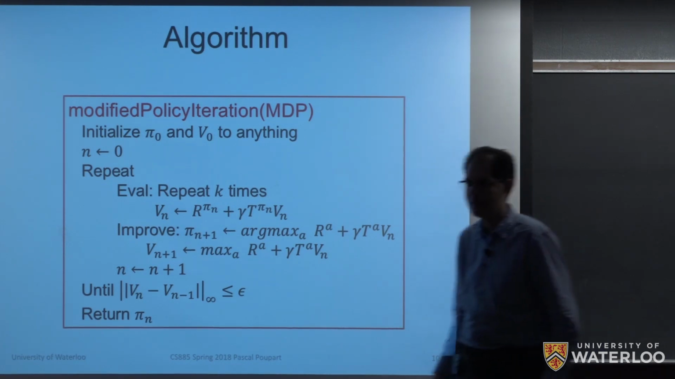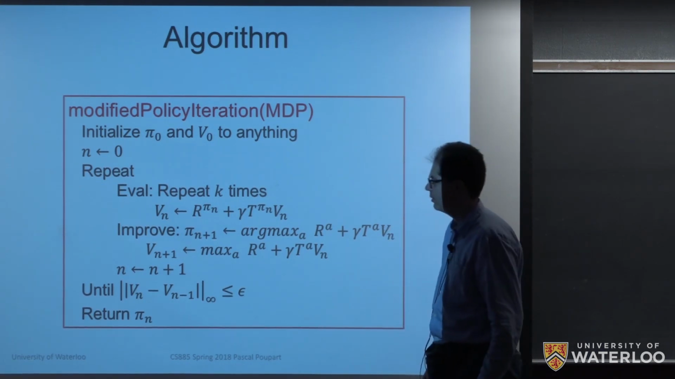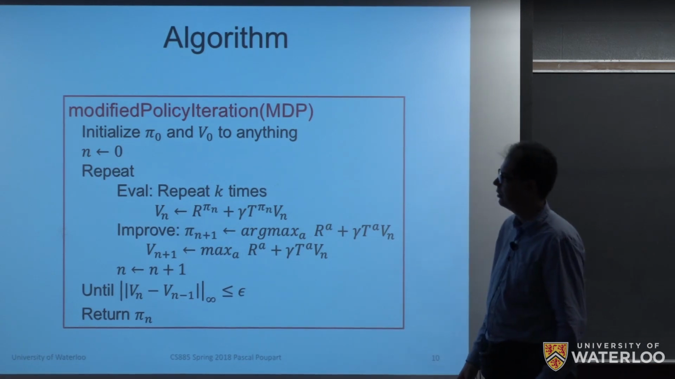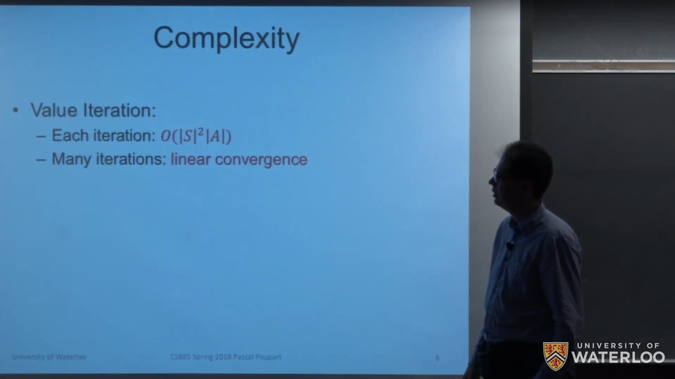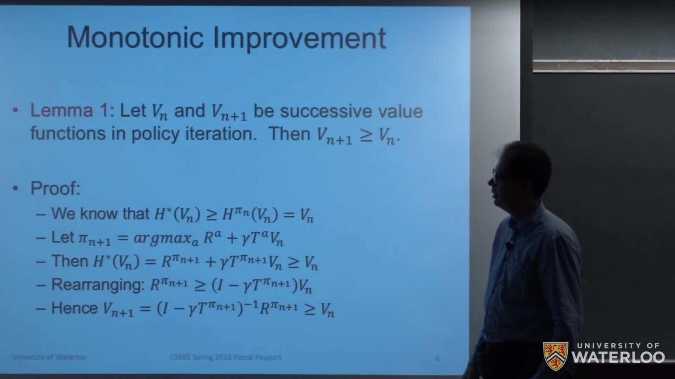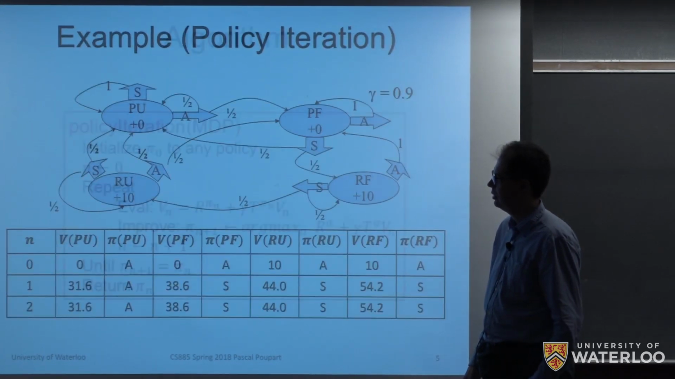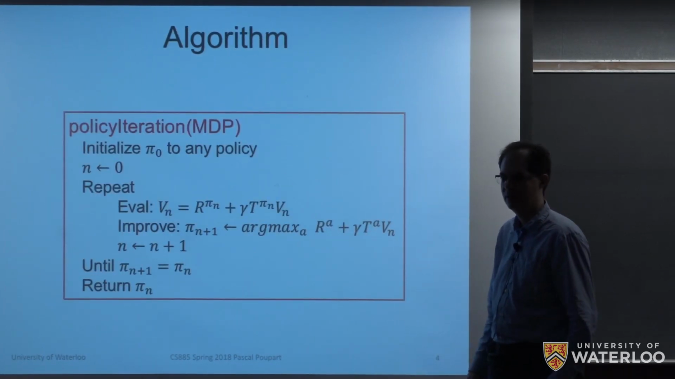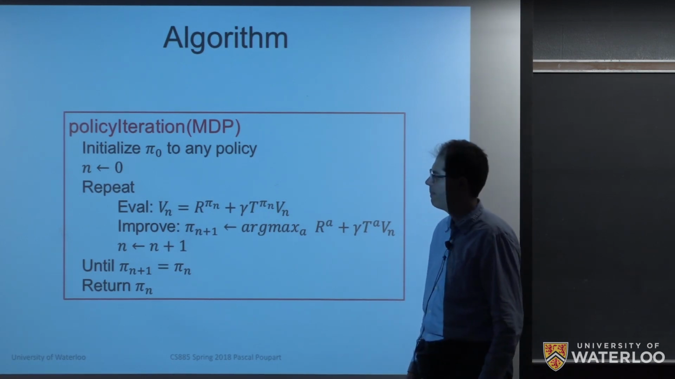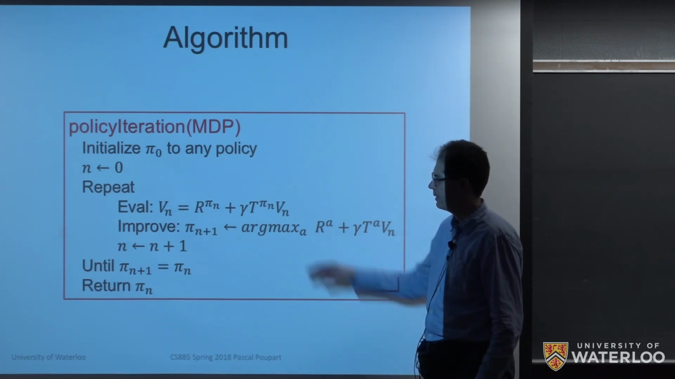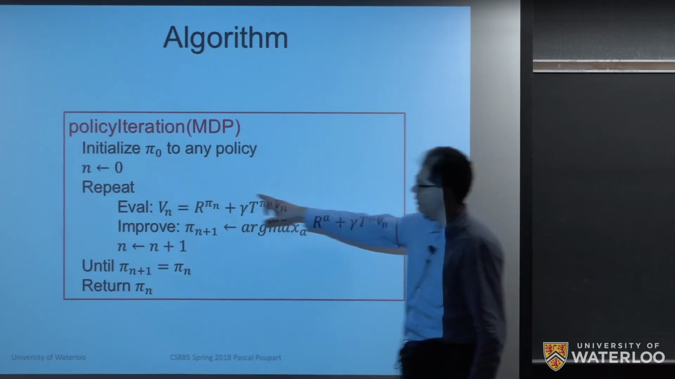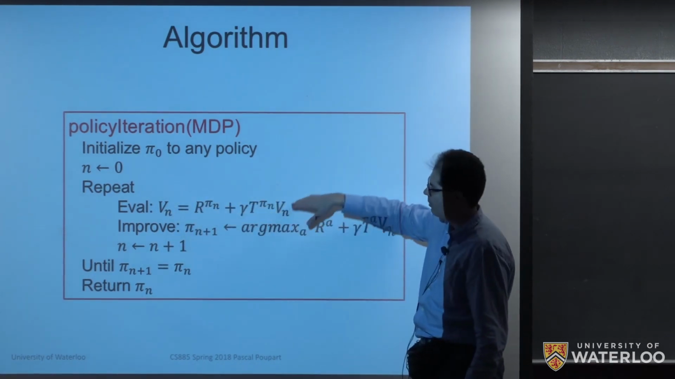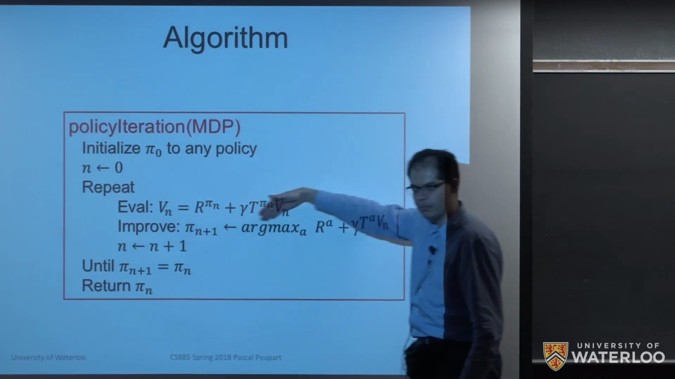Can you go back to the slide for the policy iteration? Okay. I think here, as you evaluate Vn, the value only once, right? So I think that's a special case for modified policy iteration with k equal to 1. Oh, sorry. Okay, here, this is not a step of value iteration.